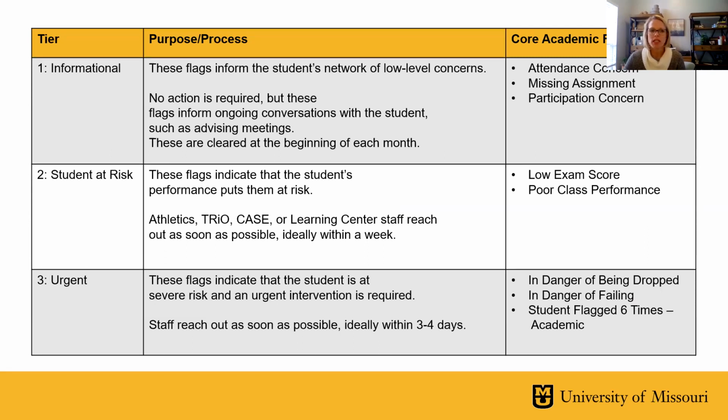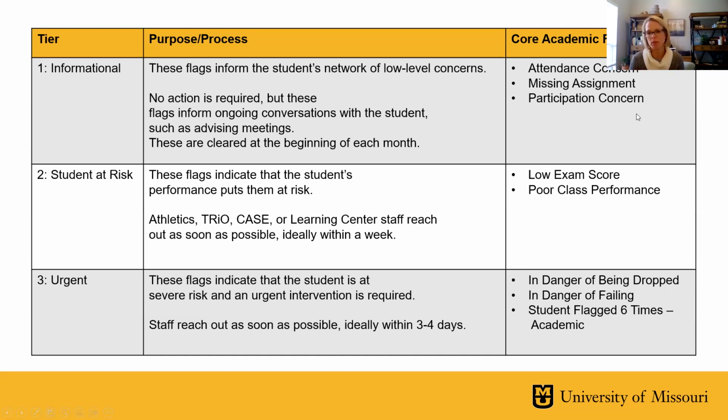We implemented this tier system in the fall. The tiers indicate the level of concern for our flags. If you have a concern about a student, the tier system is how we identify the different levels of urgency related to the flags. The first tier is really informational. Anytime a flag is raised, the student gets an email with some resources or what their next steps might be. The 3 flags in tier 1 are the attendance concern, the missing assignment, and the participation concern.